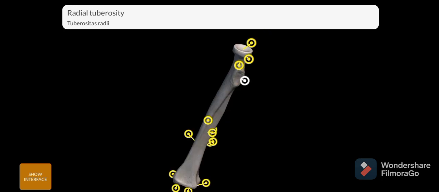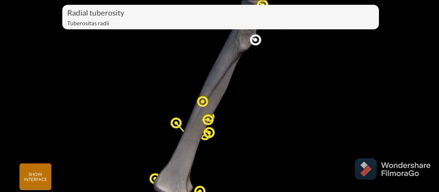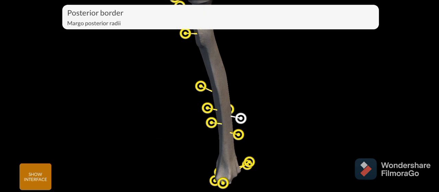The body or shaft of the radius consists of three borders and three surfaces. This is the anterior border of the midshaft of the radius bone. This is also called margo anterior. This is the medial border that forms the interosseous border for the attachment of the interosseous membrane, so it is also called margo interosseous radii. The posterior one is called the posterior border, which is also called margo posterior radii.